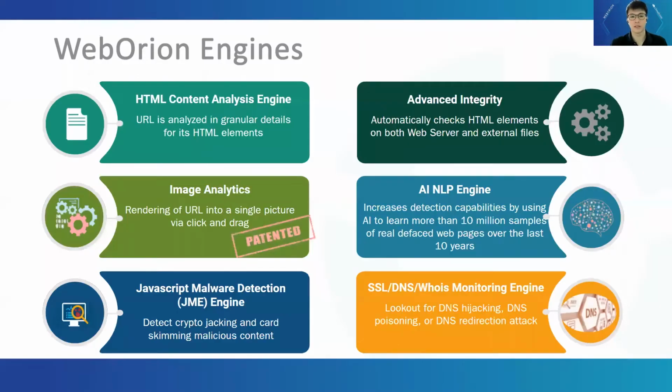So the WebOrion monitor system is a comprehensive security system designed to actually detect web page defacements. Our system is actually powered by 6 engines, namely the HTML content analysis engine, advanced integrity engine, image analytics engine, AI NLP engine, the JavaScript malware detection engine, as well as the SSL DNS monitoring engine. All these 6 engines play a role in helping us detect various aspects of web page defacement.